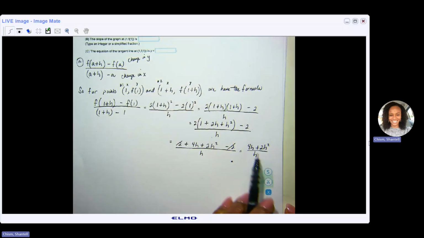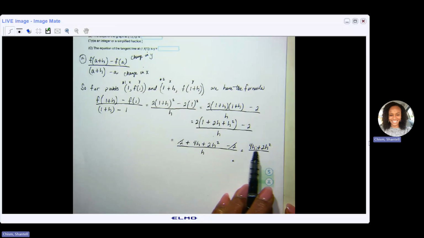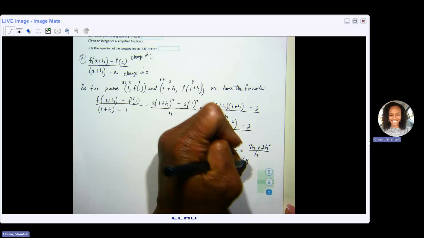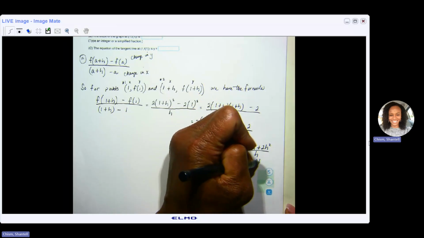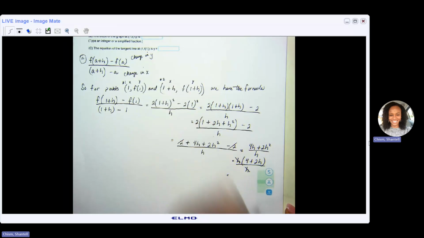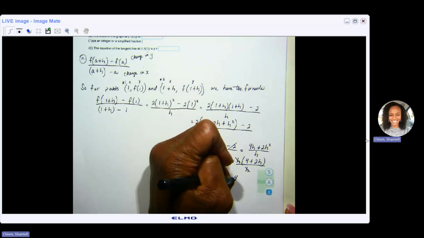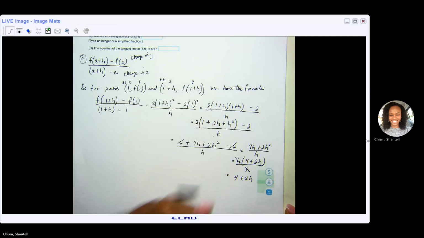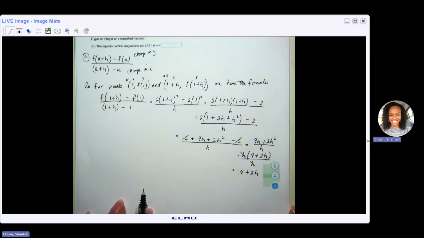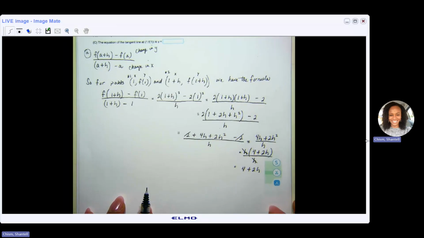So I'm going to be able to factor out an h here on top. That will then allow me to cancel that h on the bottom once I pull it out. So I'm going to factor out an h, and that leaves me with 4 plus 2h, and then I still have over h. So the h is now canceled, and I've got 4 plus 2h. That is my slope of the secant line. That's my answer for part A. Okay? Now, for part B, we scoot it down here.